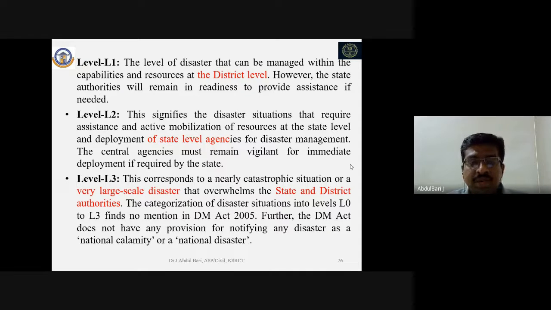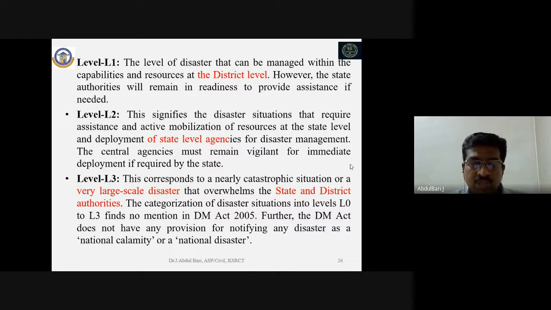Further, the Disaster Management Act does not have any provisions for notifying any disaster as a national calamity or national disaster. Even though the Disaster Management Act was enacted in 2005, no disaster can be notified as a national calamity or national disaster.